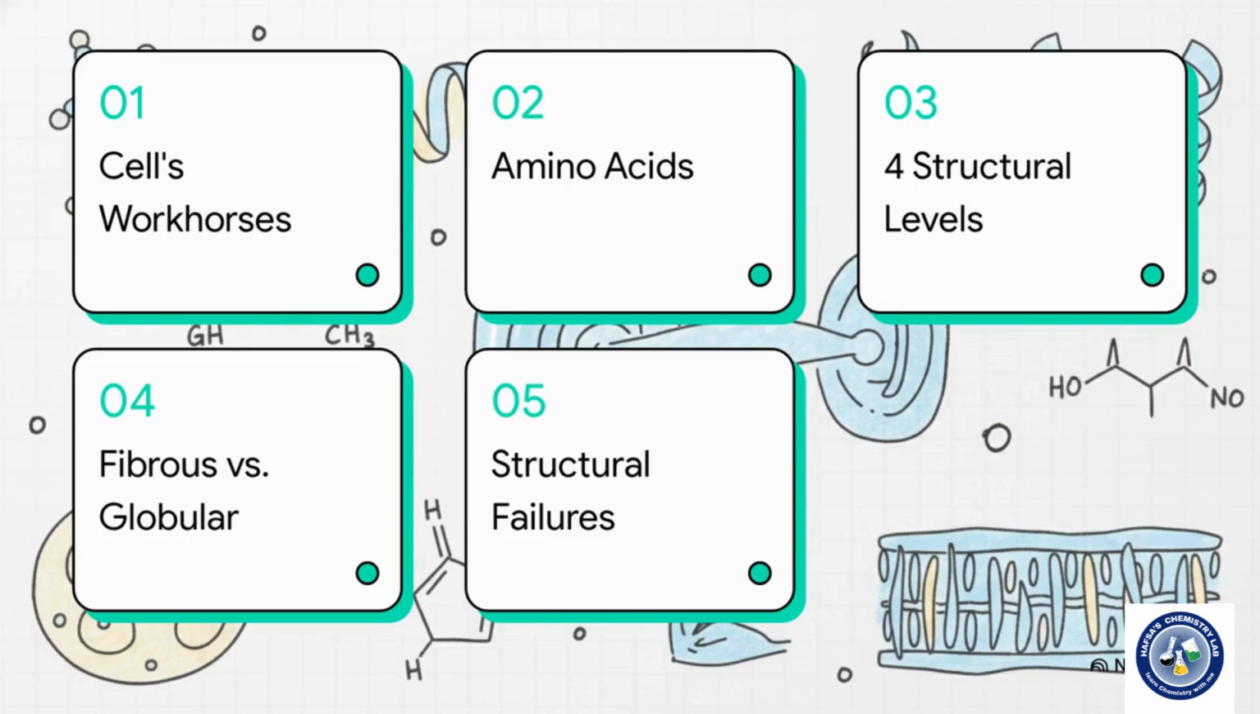All right, here's our syllabus for today. First, we'll meet the cell's workhorses. Then we'll break down the building blocks, amino acids. After that, we're looking at the 4 levels of folding, we'll compare fibrous and globular proteins, and finally, we'll see what happens when protein structure fails.